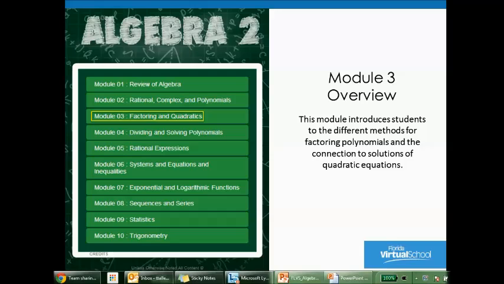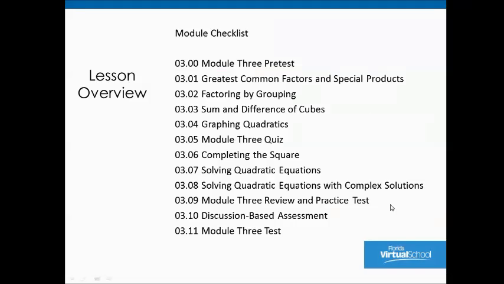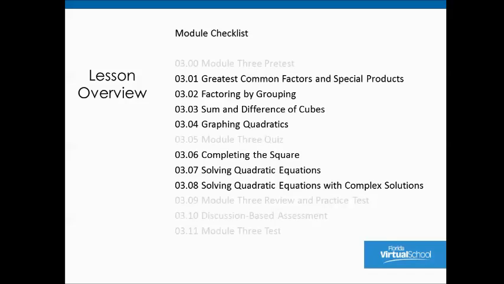Module 3, about factoring and quadratics. This is my favorite module. This module introduces students to different methods for factoring polynomials and the connection to solutions of quadratic equations. The module checklist, of course, always starts with a pretest, ends with our module exam, goes from 3.00 to 3.11. The students have 7 lessons where they learn new material: 3.01, 3.02, 3.03, 3.04, 3.06, 3.07, and 3.08.